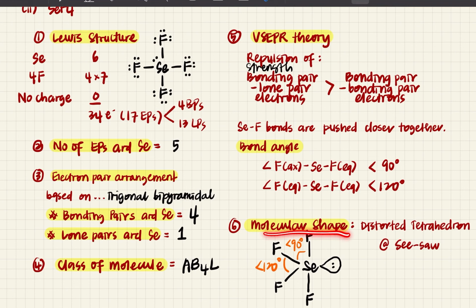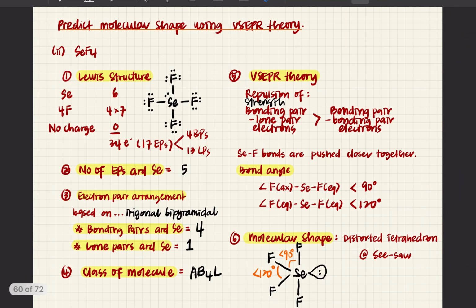The shape of your molecule will be called distorted tetrahedron or seesaw. If you look here, like I said in my video, it looks like a seesaw. See? It can go up and down. The bond angles are smaller than normal trigonal bipyramidal because we have this lone pair here. Lone pair repulsion pushes the bonds closer to each other, so the bond angles become smaller. Alright, so that is how you predict the molecular shape for SeF4.